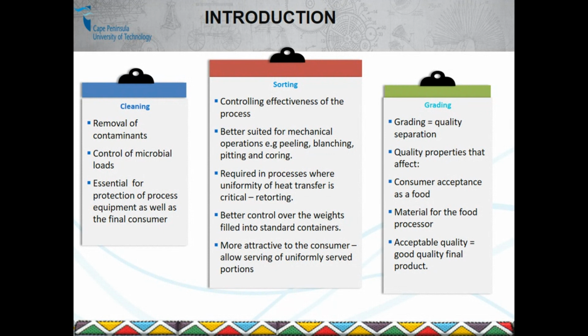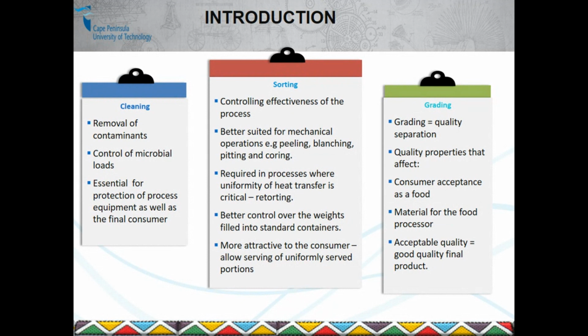So now when we look at sorting, it is a unit operation that is very important for controlling the effectiveness of the process, right? So raw materials that are graded are better suited for mechanical operations. So if raw materials are sorted, they are better suited for mechanical separations such as peeling, blanching, pitting, and coring. Sorted raw materials are further important for processes which require heat transfer, for example, such as retorting.